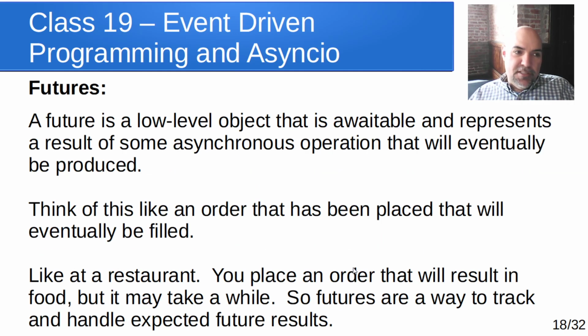And what a future is, so those are the three parts: coroutines, tasks, and futures. A future is a low-level object that's awaitable and represents the result of some asynchronous operation that will eventually be produced. Think of that like an order that's been placed that will eventually be filled. You might think about a restaurant where you order your food.